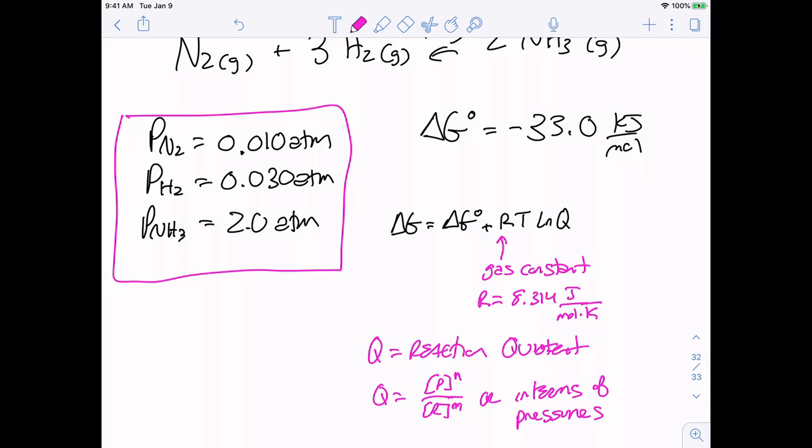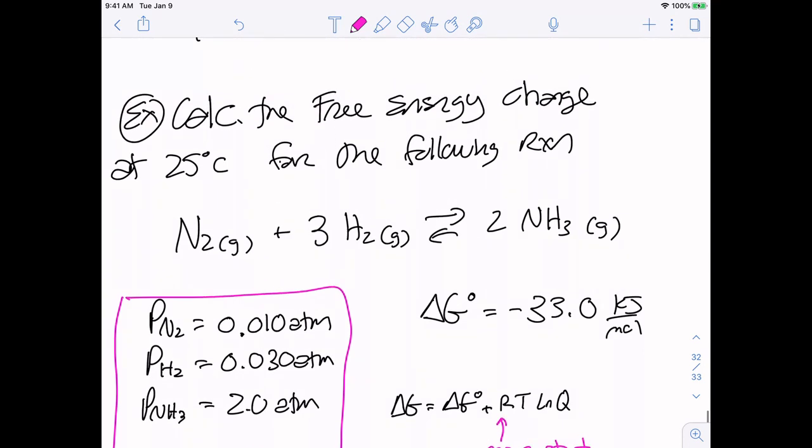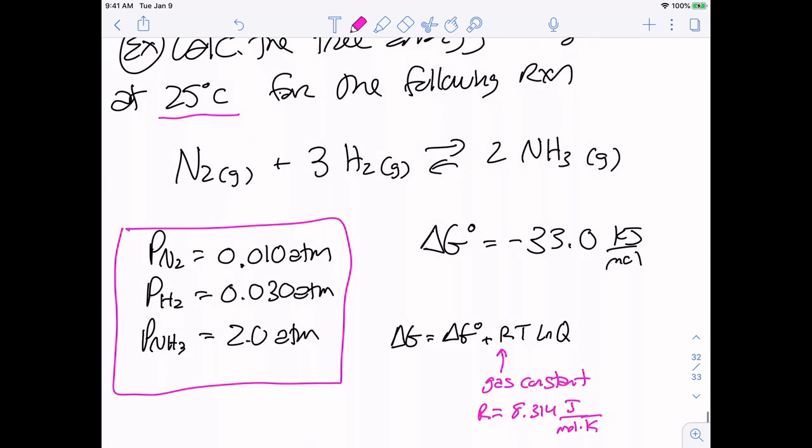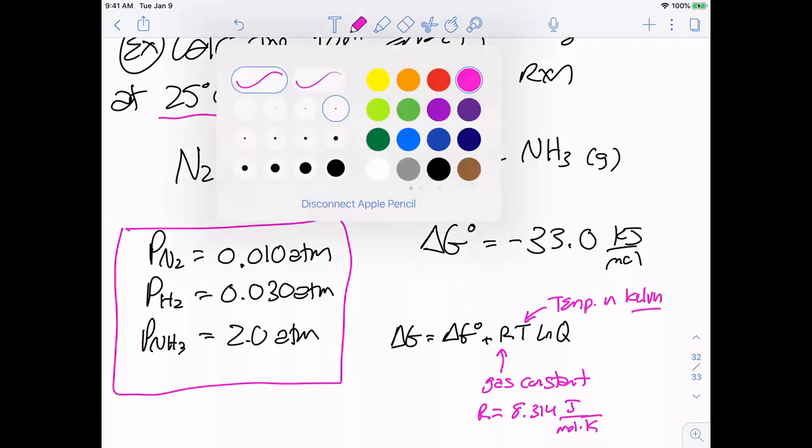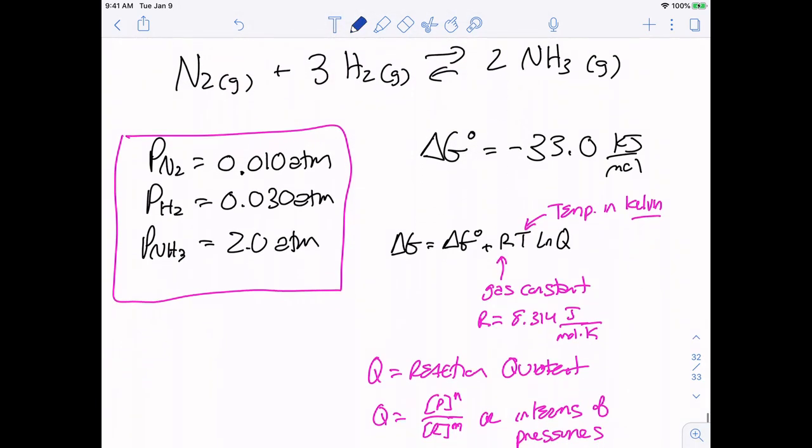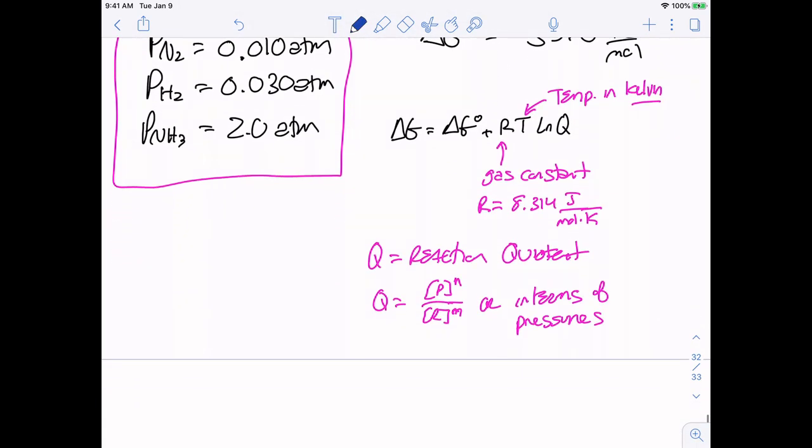Our temperature was given to us as 25 degrees Celsius, right? T is temperature. It does need to be in Kelvin. That's pretty standard. And then I think we have everything to actually do the problem. You can do it all in one step, or you can solve for Q first. I usually like to solve for Q first. If I try to do everything in one step, I tend to make mistakes. So I'm just going to set up Q and do that first.